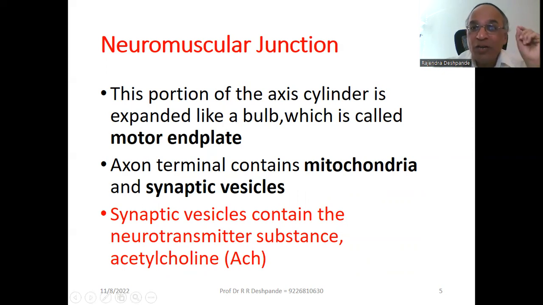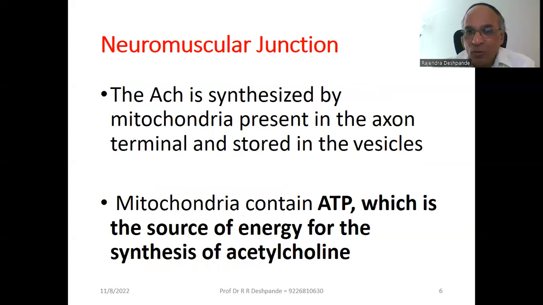What is the meaning of neurotransmitter? It transmits the signal of the nerve to the muscle. One of the important chemicals is acetylcholine, ACH. This is the most important neurotransmitter for muscle contraction. Next, ACH is synthesized in the mitochondria present in the axon terminal, and that neurotransmitter is stored in the vesicles. Vesicles are like bags.